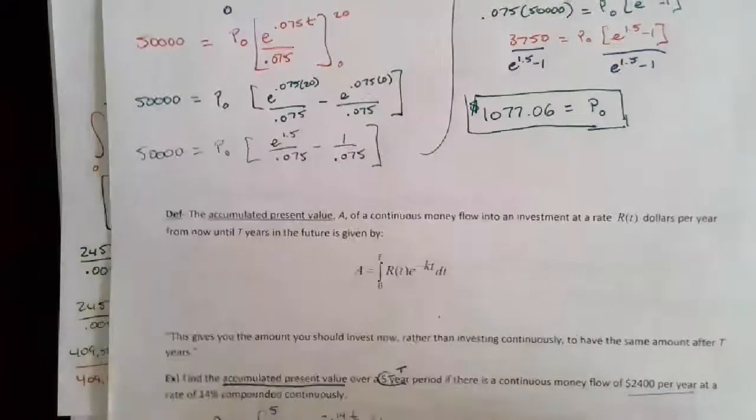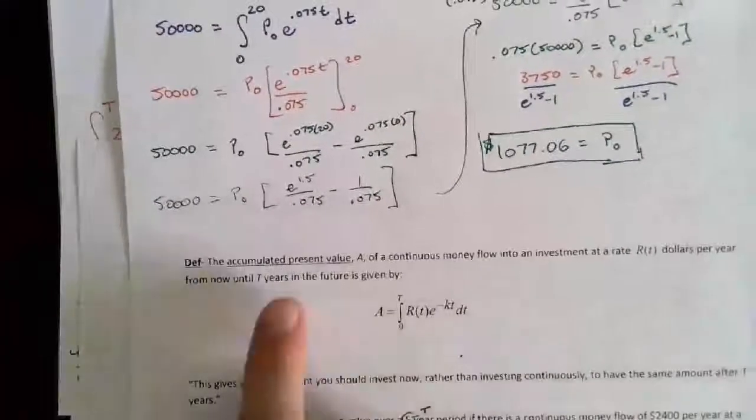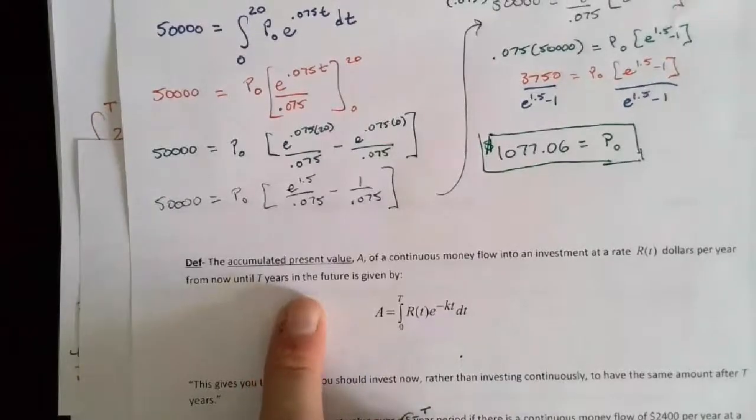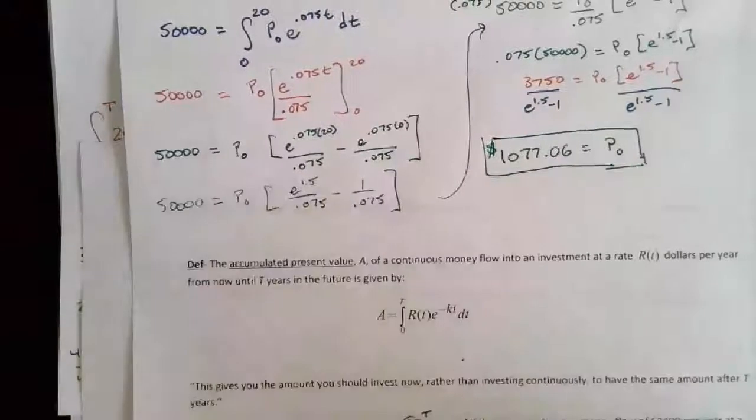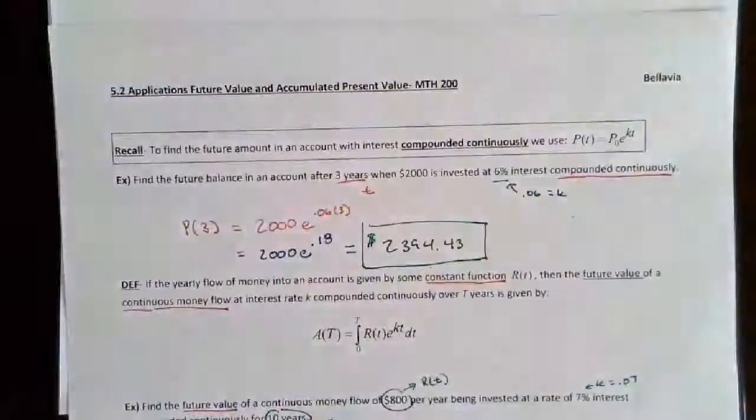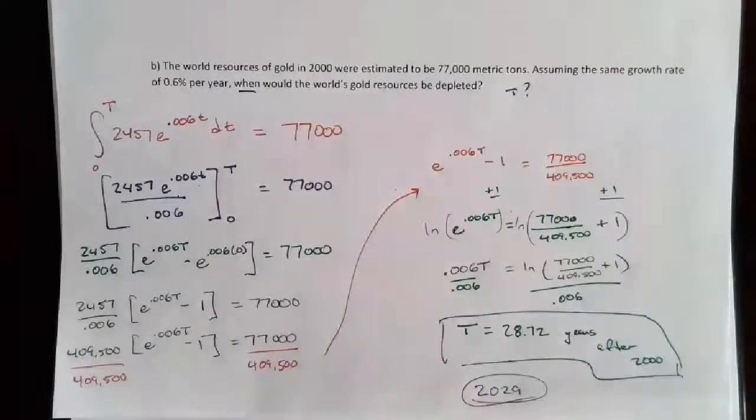So the words matter. Accumulated present value means the amount that you'd have to invest now to have the exact same amount as if you were to invest yearly at a constant rate. Future value just means how much will be in the account after that amount of time. So hopefully it's helped.